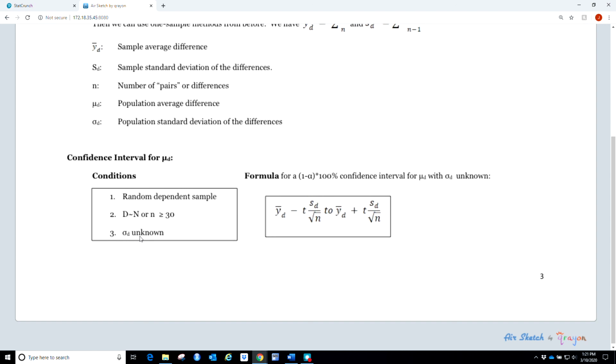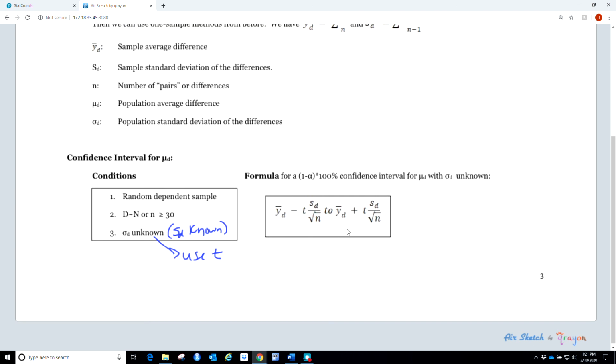And then finally, as before, our population standard deviation will be unknown, but now is the population standard deviation of the differences. Again, why was this important for me? That's going to tell me that I'm going to be using that t again. So again, as a note, your sample standard deviation of the differences will be known, but because of this, it's going to tell me to use that t distribution.